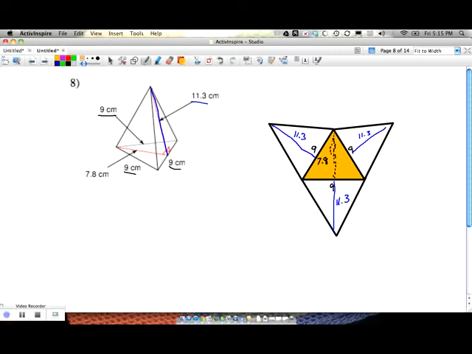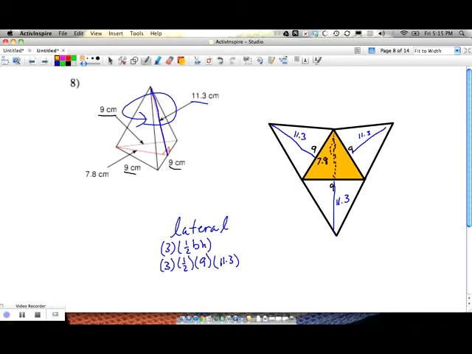So we got to figure out the lateral area, which is the outside pieces. Remember, the lateral area is this area that goes around the outside here. And the lateral area is going to be 3 of those triangles. Let's figure out how much each triangle is. So it's 3 times 1/2 times base times height for the triangles on the outside. That's going to be 3 times 1/2 times, what's the base? Well, in this case it's 9. And the slant height there, that L, is 11.3. So that's my lateral area.